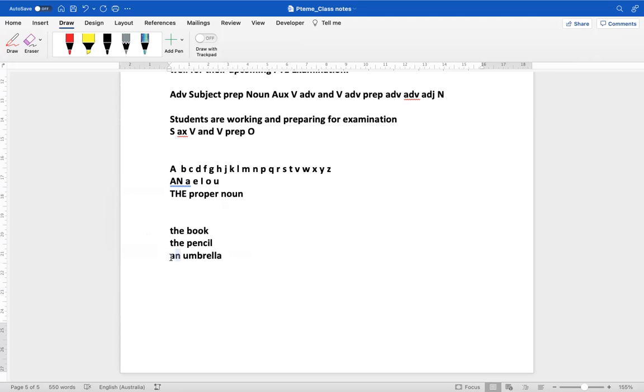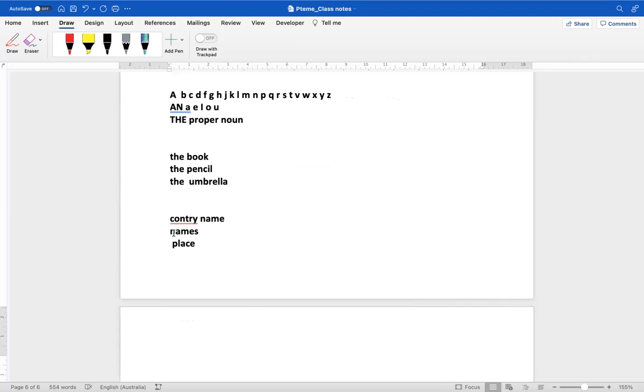We can also use the umbrella, because the is also used with proper nouns. We have to use the for country names and places. Okay, for places we use the. This is the rules, guys. These are the grammar rules. Okay, I'll just stop.